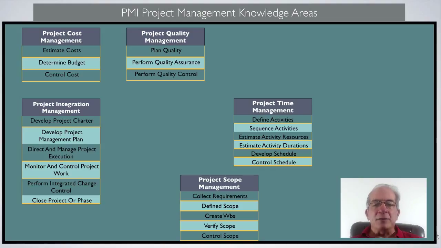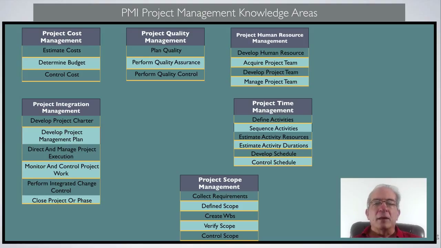Project quality management. This ensures that the project will satisfy the needs for which it was undertaken. Human resource management ensures the most effective use of the project team members. You need the right people with the right skills to complete all the tasks of the project and meet the objectives with high quality.